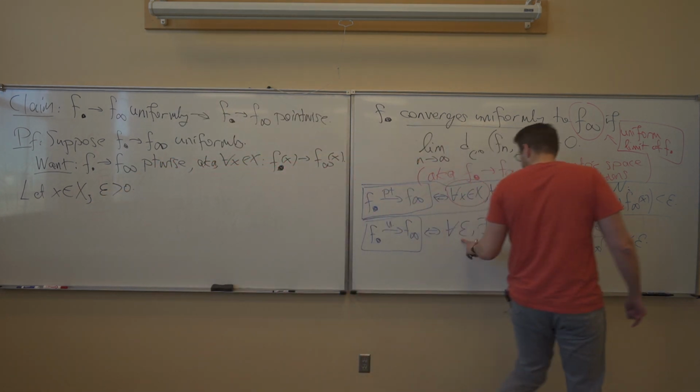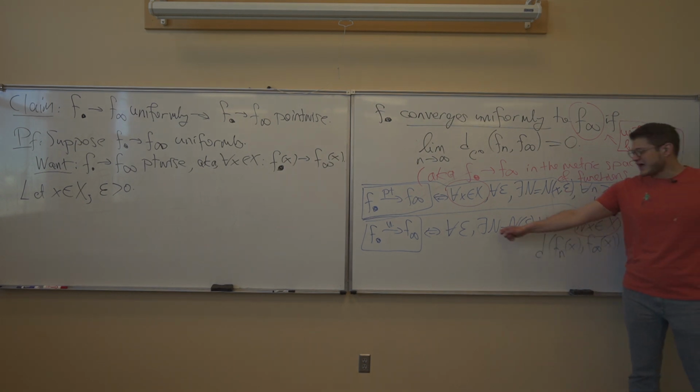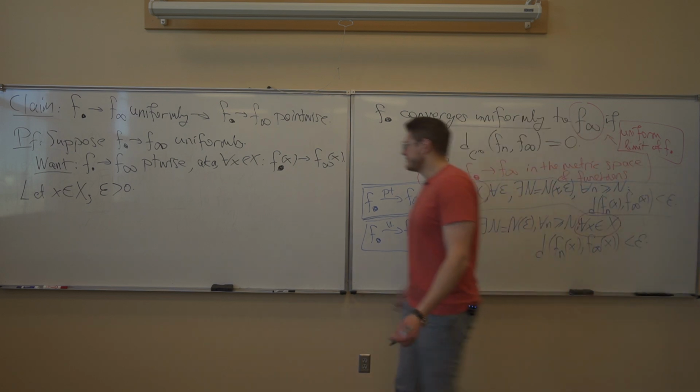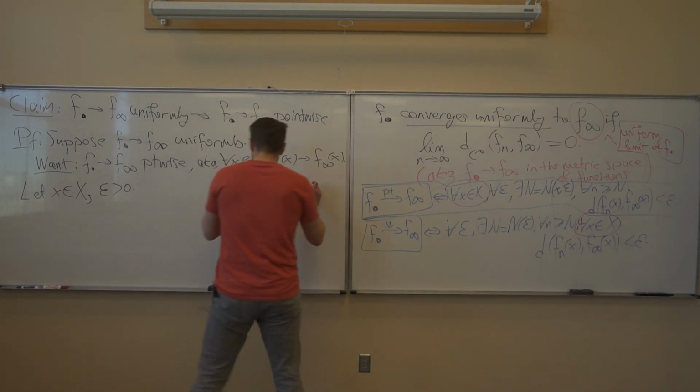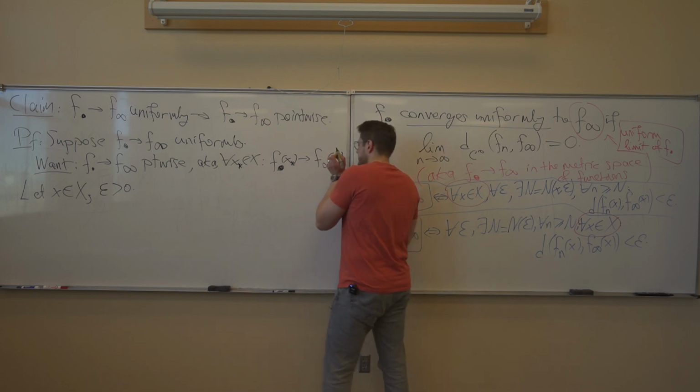I can use it here, because I know that f bullet converges uniformly to f infinity. There's a capital N that doesn't depend on this x that I chose, but it is there, such that after that I have this bound. That works for any x. Maybe I should be a little bit more explicit. Let's say this is x star. For any x star, this happens.